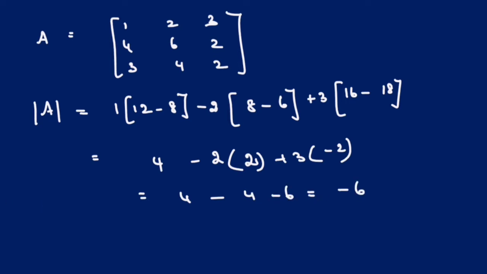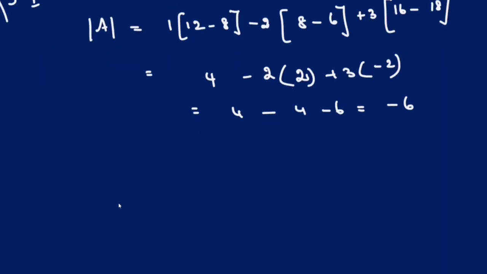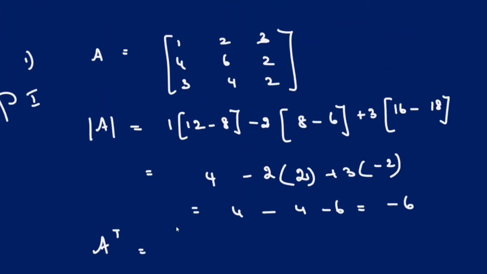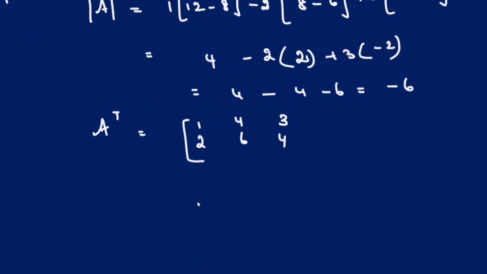Now the first property, property 1, says that if you take the transpose, A transpose, that is, you interchange rows and columns, the first row will become 1, 4, 3, then 2, 6, 4 and 3, 2, 2. We took the transpose now. So the property says the value will not change.